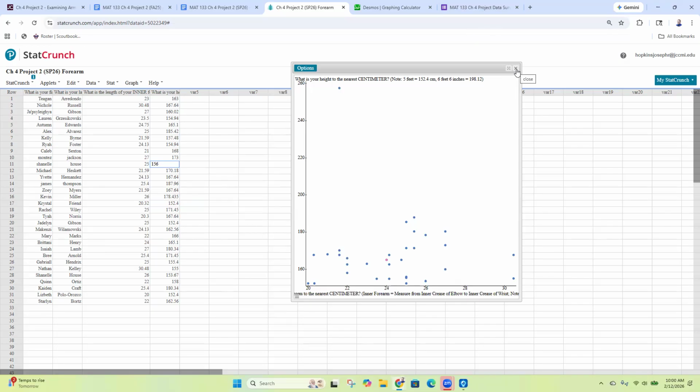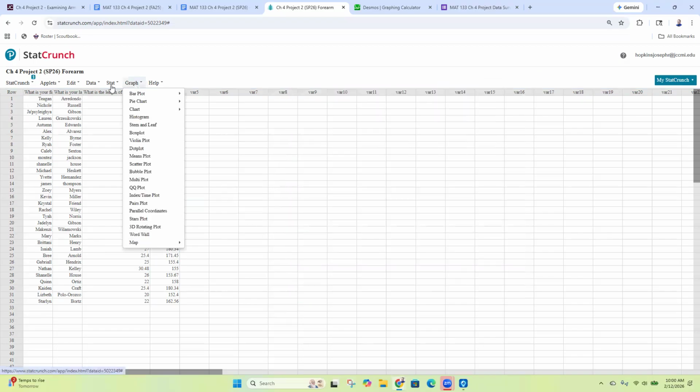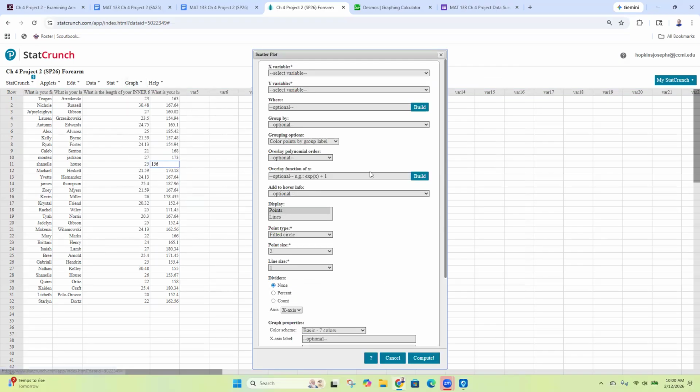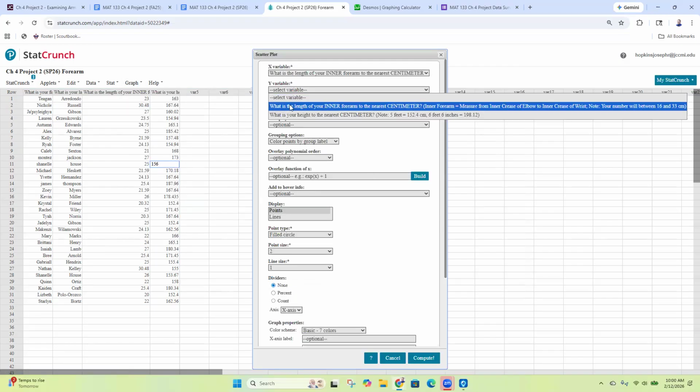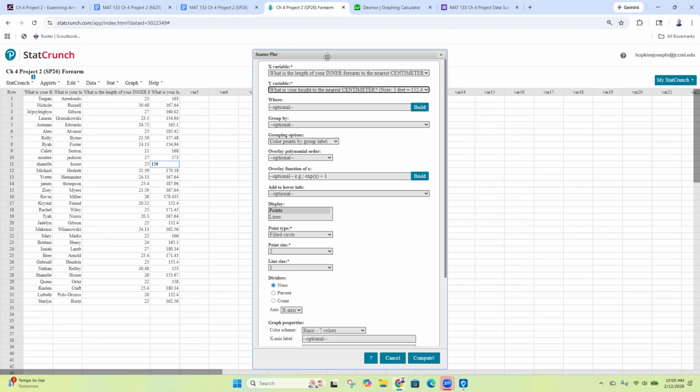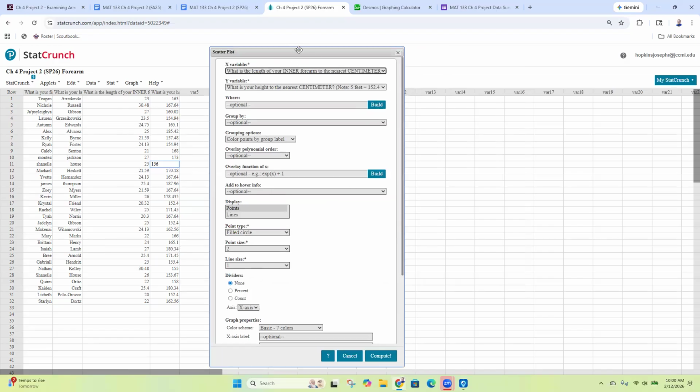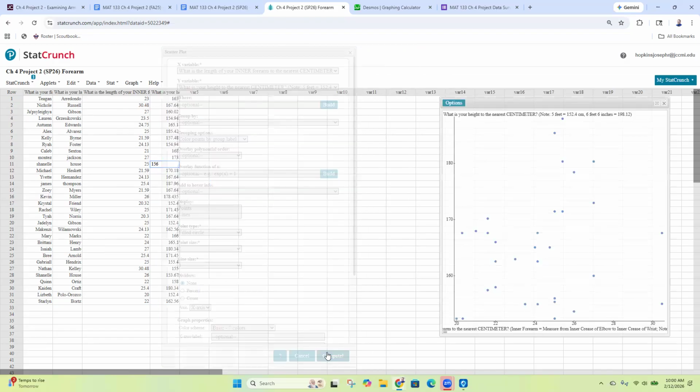I'm going to close this and I'm going to regraph it. So graph, scatter plot. And we'll do inner, and there we go. Let's take a look at what it looks like if I get rid of that outlier there.